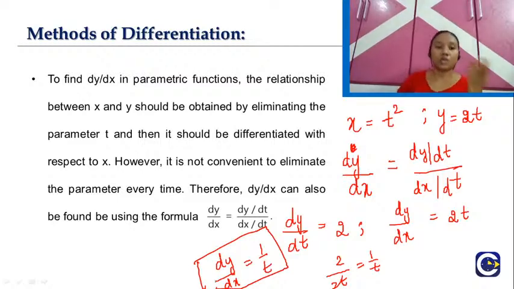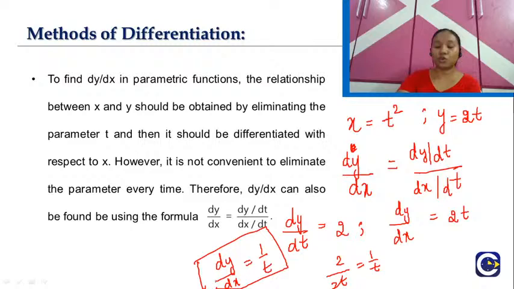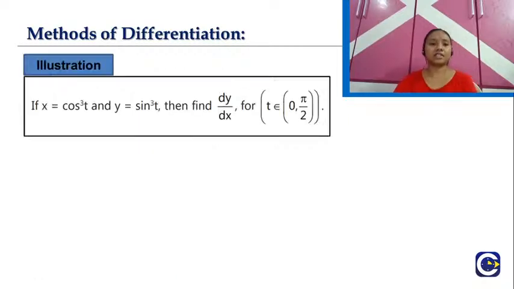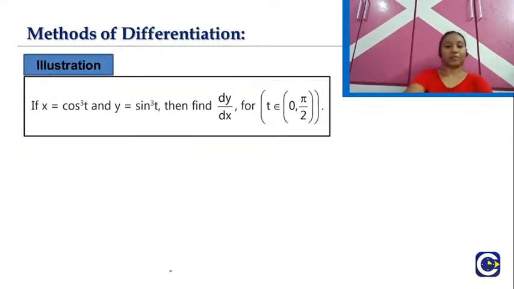You only have to remember the formula for these typical parametric functions: dy by dx is always equal to the differentiation of function y with respect to the parameter divided by the differentiation of function x with respect to the parameter. I have shown you one example here. Let's move ahead and solve a few questions so that you can understand this procedure in an easier way. Okay, here they have given a question.